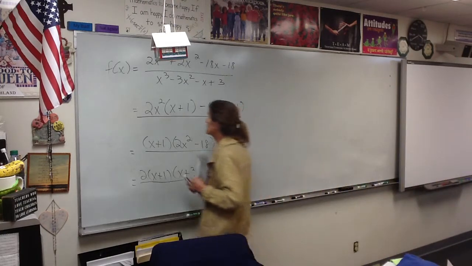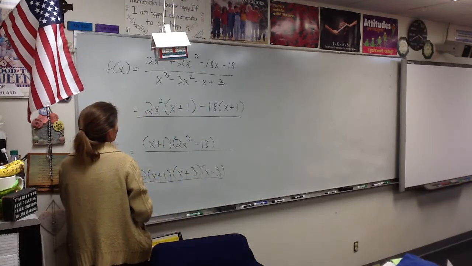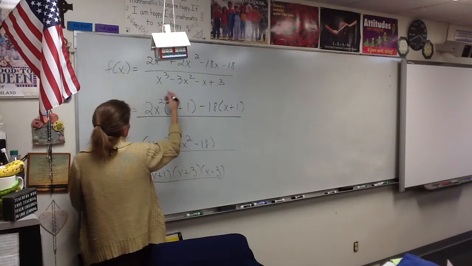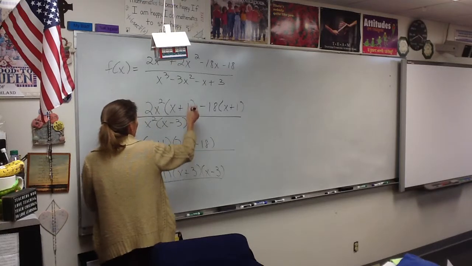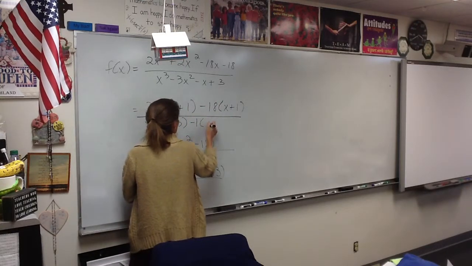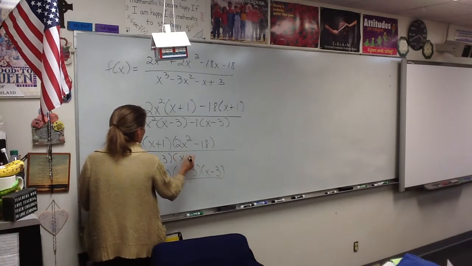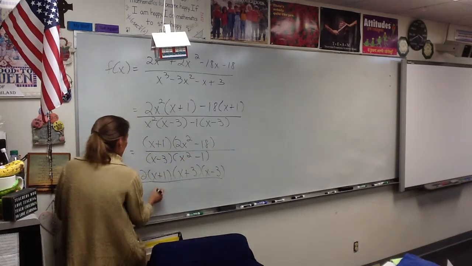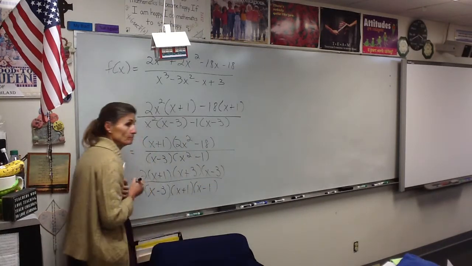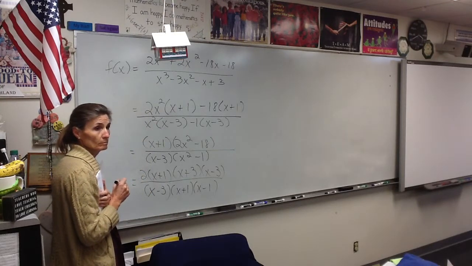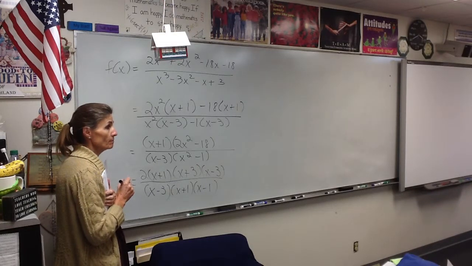Okay, now let's go back to the denominator. Can we do the same thing with the denominator? Yes. What can we take out of the first two here? X squared. And what about these two? So we have x minus 3 and x squared minus 1, which factors into x plus 1, x minus 1. Everybody okay?